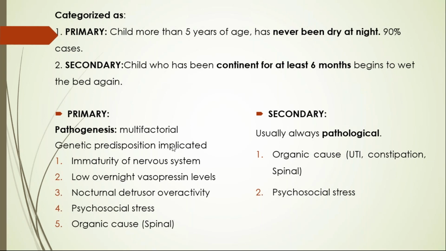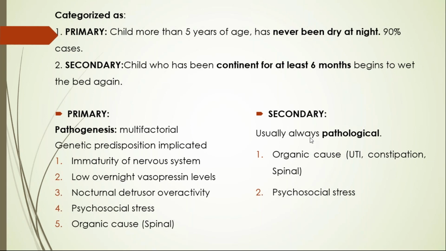So primary is usually multifactorial. That is, there is immaturity of the nervous system. Some children have detrusor overactivity, or they have psychological stress, or they have a spina bifida. Okay. And secondary usually has an organic cause. Usually it is pathological: UTI, constipation, spina bifida occulta, or any spinal tumor, or psychological stress.